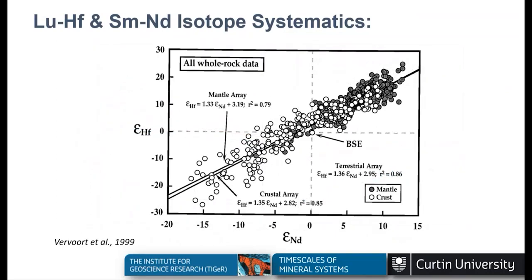When you plot up isotope ratios of hafnium versus neodymium, you can see that's the case. For most terrestrial crustal and mantle rocks, they lie along this very nice linear relationship. It's not exactly one-to-one because the lutetium and samarium are retained in the mantle slightly differently, but generally they give us very consistent results. So again, you can think of them as telling you the same thing.